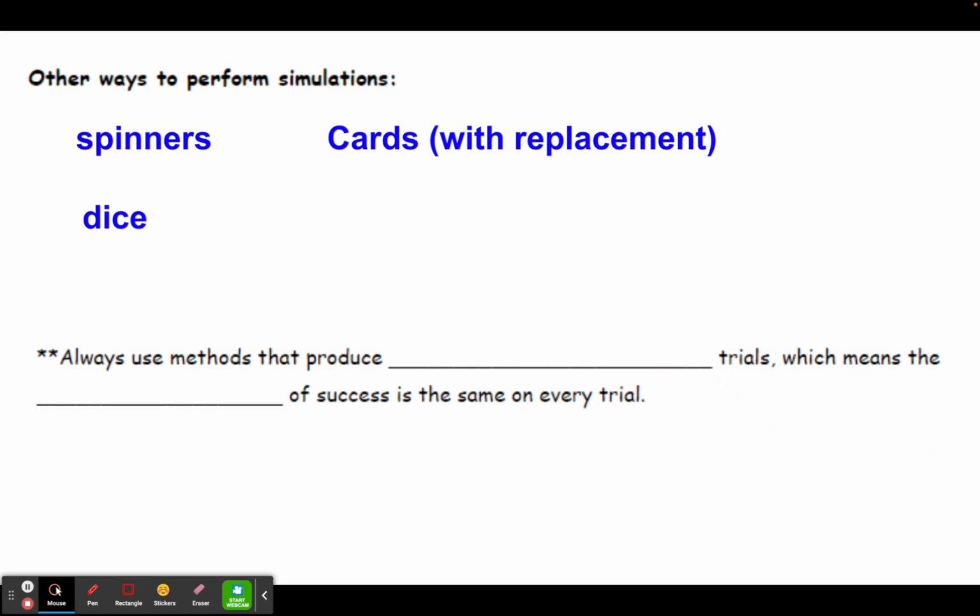You want to use methods that produce independent trials, which means the probability of success is the same on every trial. And that's why with cards, we have to put the card back, because if we pick a card and then we keep it out of the deck, the probability of drawing a red or a black card the next time is going to be changing with every card that we draw.